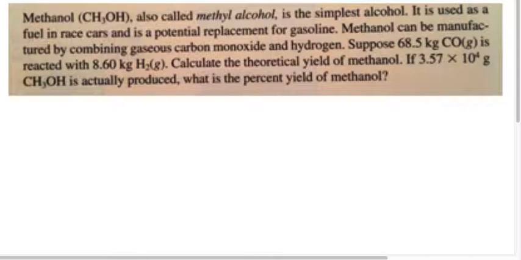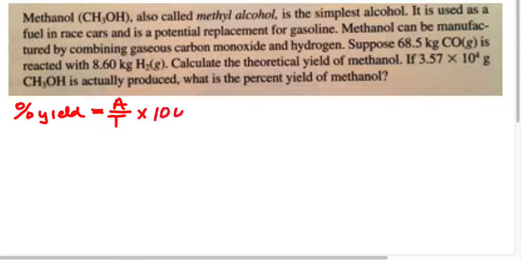Percent yield, percent recovery is kind of the same thing. So the formula for percent yield, and you just need to learn it, it's not that hard, is actual yield over theoretical yield. I just do A over T. That's how I remember it. A comes first in the alphabet. It's over T times 100.